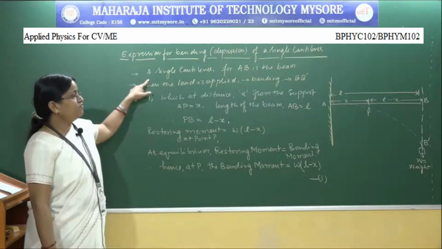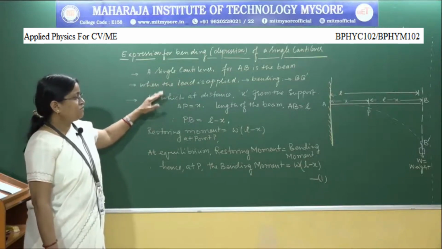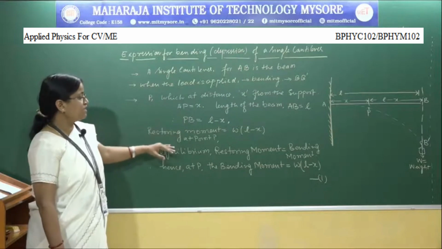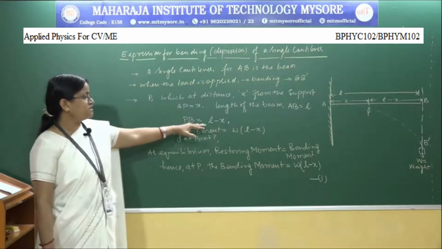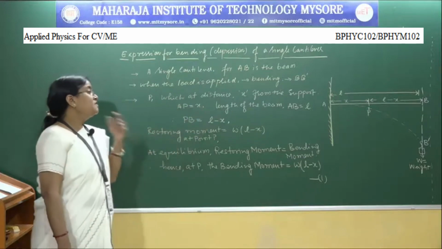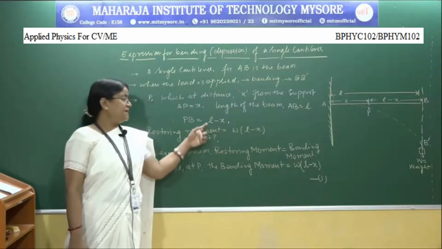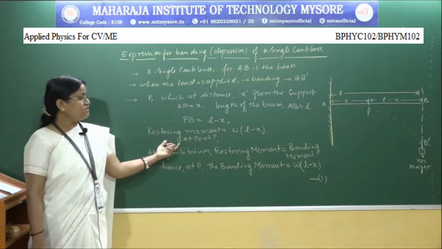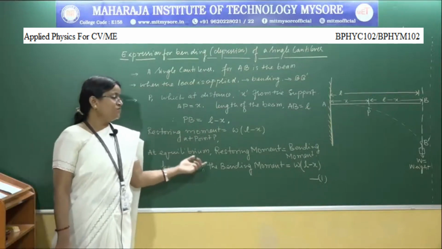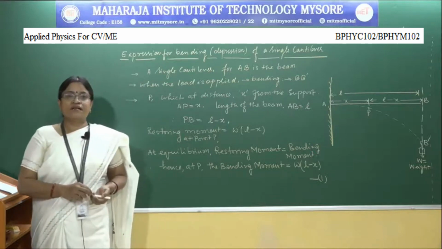We have taken a beam which acts as a cantilever. The beam is AB of length L, where we have applied the load W to the beam. It undergoes depression, that is, it bends. We have considered a point P which is at distance x from the fixed end. So the distance from the free end to point P will be L minus x. So we have calculated the restoring moment at point P, that is W into L minus x, and at equilibrium the restoring moment will be equal to the bending moment. So at point P the bending moment is W into L minus x.